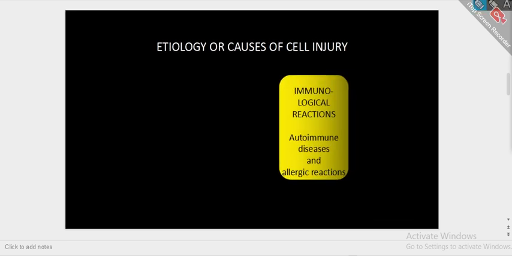Next, immunological reactions. Immunological reactions are autoimmune diseases and allergic reactions, which are hypersensitivity reactions, which cause cell injury and make trouble for other cells.